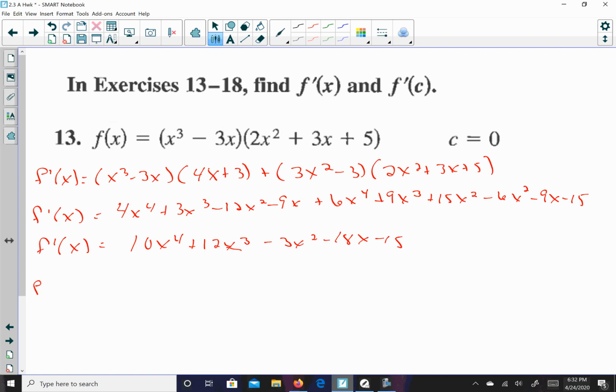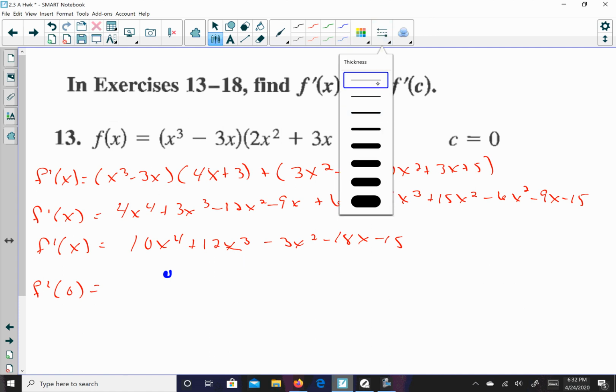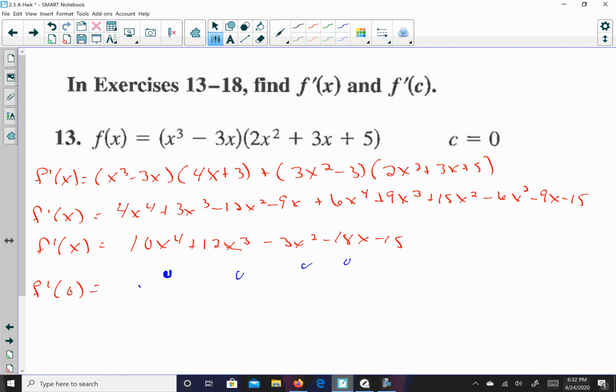And then to find the derivative at 0, I'm going to substitute in 0 for all these points. So 0 goes there, 0 goes here, 0 goes here. So these are all going to be times 0, which means I'm just going to be left with that negative 15. So the derivative at 0 is just going to be negative 15. And that's all I have to do for number 13.